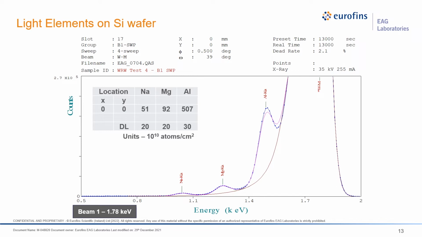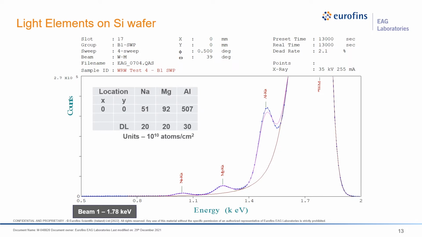And we typically relay this information in the form of charts as well. So we'll list out the location on the wafer if we're looking at multiple points. In this case, this was at the center of the wafer, X and Y are 0. And then we just list out what the quantified numbers are. So sodium here is 51 e to the 10 atoms per centimeter squared, magnesium 92, and aluminum 507. And then we list at the bottom what the calculated detection limits are as well for the sample. And so this is a straightforward view of beam 1 data.